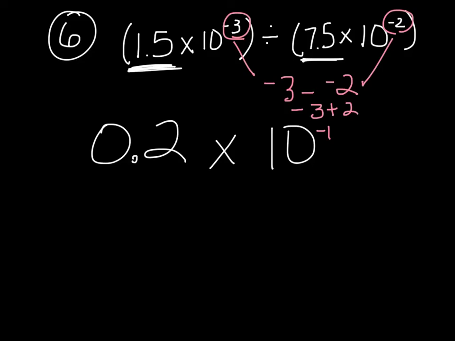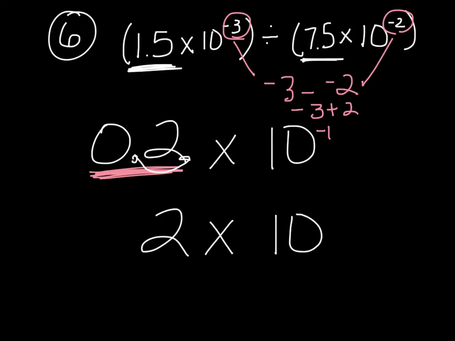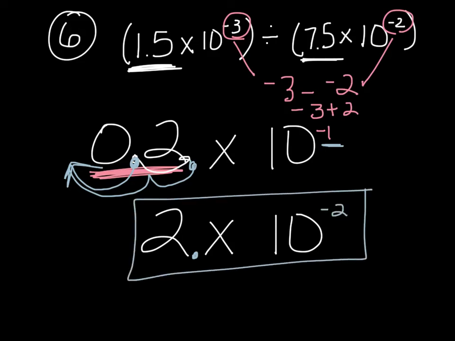This is not in scientific notation because this number is not from 1 to less than 10. So we're going to move the decimal over 1 to make that a 2 times 10. Now, got to look at your power here. Your power was negative 1. So I would have moved it over negative 1. But now my decimal is right here. So now I'd have to move it over 2 spaces to the left to get to the same spot. So it'd be 2 times 10 to the negative 2.